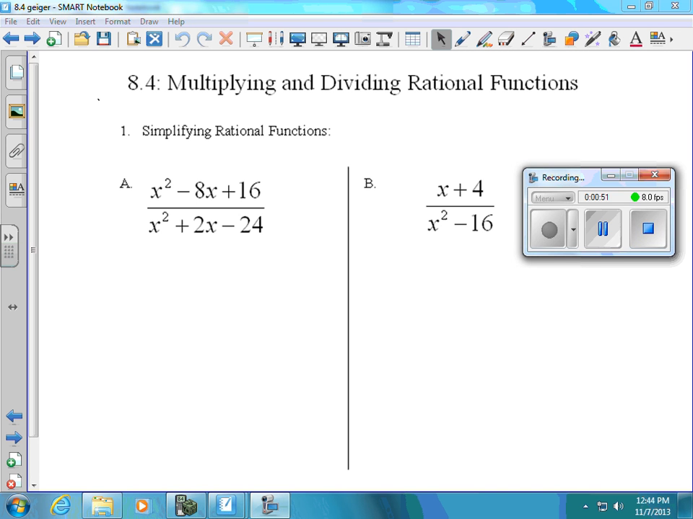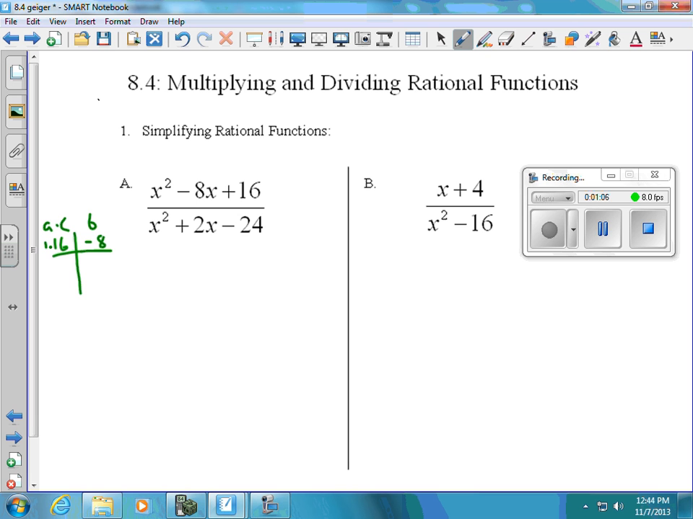So x squared minus 8x plus 16, that's the numerator of example A. Using bottoms up, we think, okay, what multiplies to make a times c? Remember, a times c, 1 times 16, that's 16. What adds to make negative 8? Well, what multiplies to make 16 and adds to make negative 8? That would be negative 4 and negative 4. Negative 4 plus negative 4 checks. So x squared minus 8x plus 16 is x minus 4 times x minus 4. We would do bottoms up.